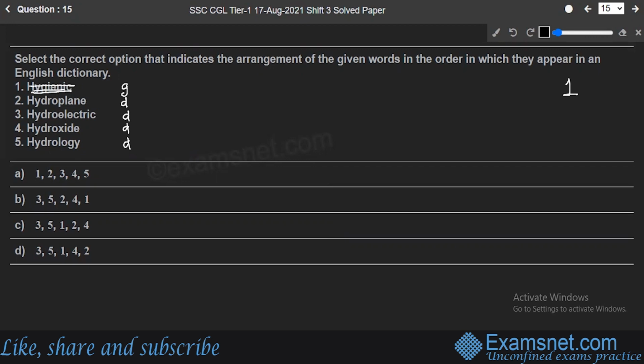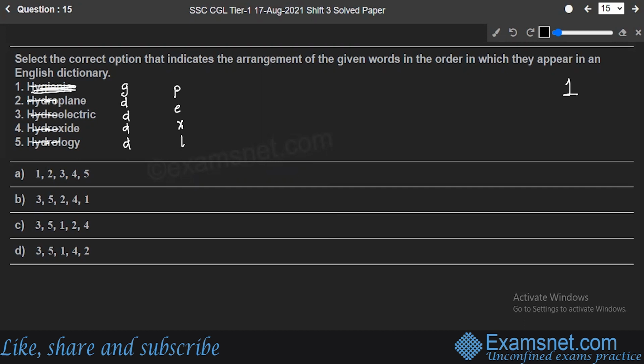Now we are done with the positioning of hygienic. Just remove it. Now look at the rest of the words: hydroplane, hydroelectric, hydroxide, and hydrology. So now we are done with these 3 alphabets, H, Y, D. Let's cut them. Now you have R again, so R is also cut because it exists in all the 4 words. O also is there, so I'll cut O as well, right? Next you have P, E, X, and L.